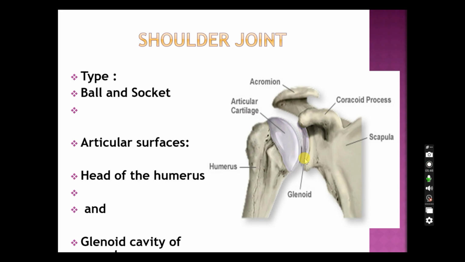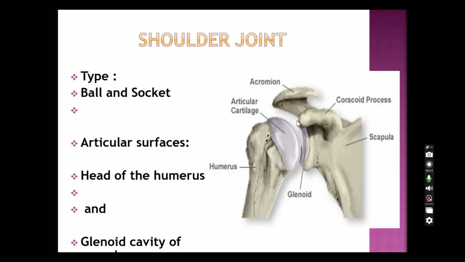See, this is a very shallow space. In order to make it a bit deeper, a rim of fibrocartilage is set around the peripheral aspect of the glenoid cavity, which is called the glenoid labrum. The function of which is to increase the depth. So the capsule of the shoulder joint is attached along the peripheral margin of the glenoid cavity outside the glenoid labrum, except in the uppermost portion.